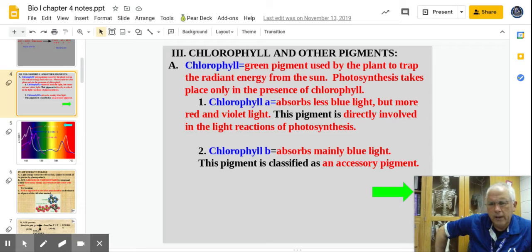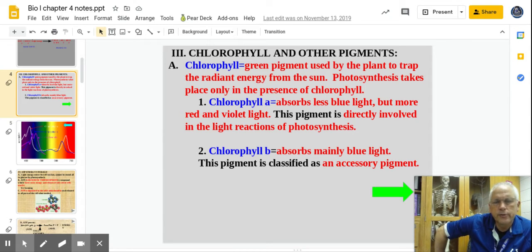Chlorophyll A absorbs a little bit of blue, but mainly red and violet. I'll talk about that later too. And it is directly involved in the light reactions of photosynthesis. If chlorophyll A is not present, photosynthesis does not work. Bottom line, okay? So chlorophyll A is the main pigment.